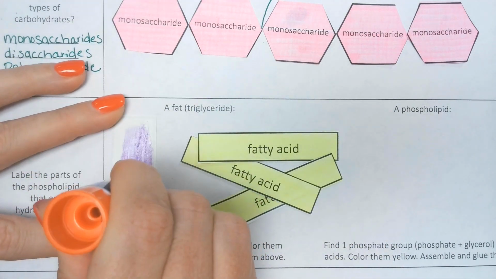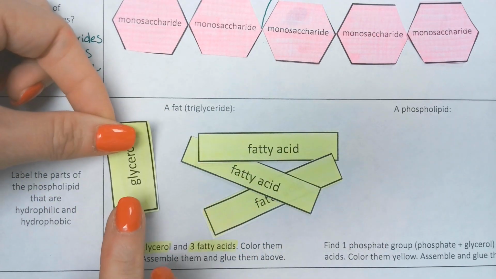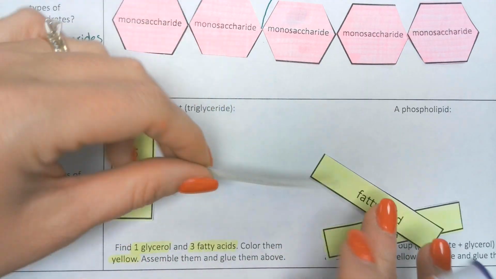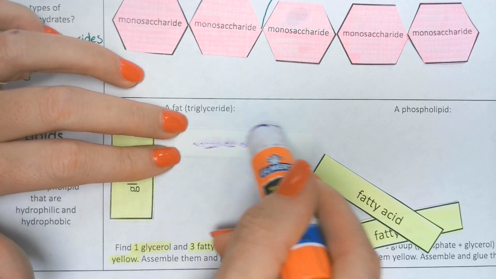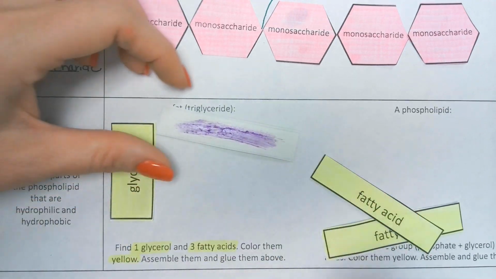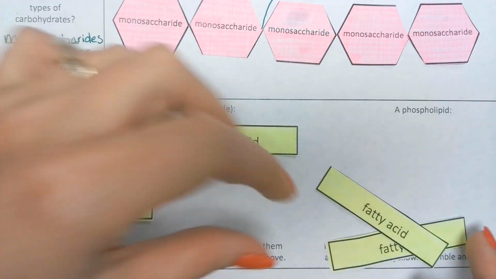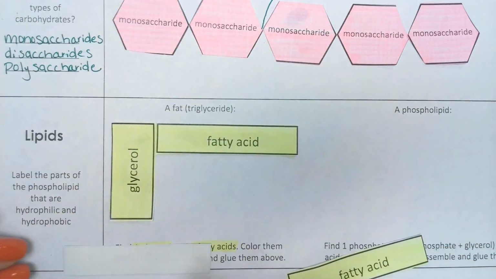Right, so our glycerol, for our triglyceride, we're going to turn it sideways. And then we're going to take our 3 fatty acid tails, and we're just going to extend those off of our glycerol.